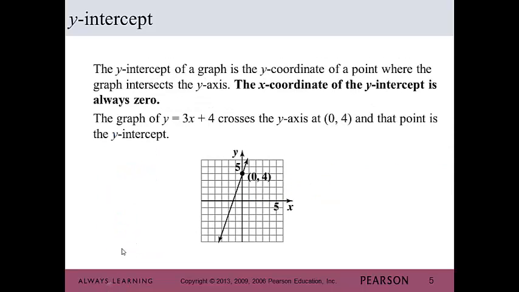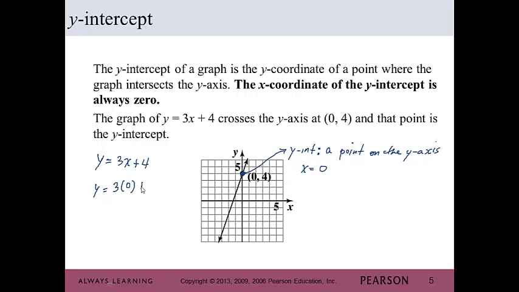The y-intercept is a point found on the y-axis, and since it's on the y-axis, we know x is equal to 0. So this y-intercept is 0, 4. And here is the equation y equals 3x plus 4. Well, let's see what happens if we put 0 in for x. So we have y equals 3 times 0 plus 4. That goes away, so we have y equals 4, the y-intercept.